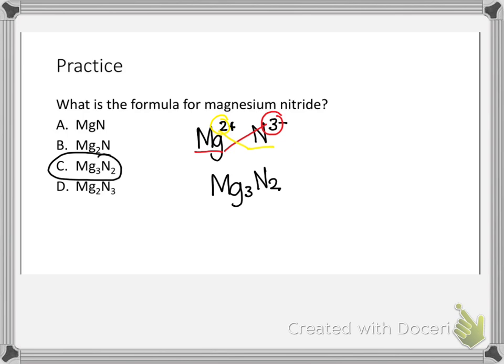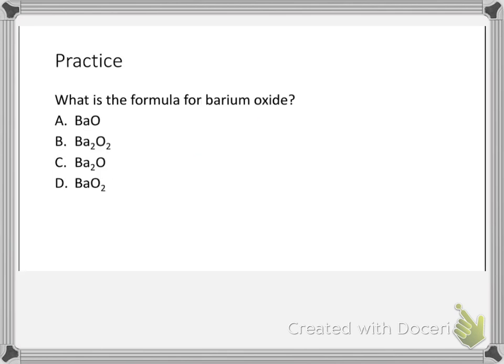All right, I have one more to practice. Then again, I have other videos you can practice with, and a practice worksheet in your textbook. Just keep practicing these. We're going to be using this, where you have to put the ions together and take them apart and put them back together, when we do chemical reactions. So here's our last practice for this video, barium oxide. So you can pause and try it.